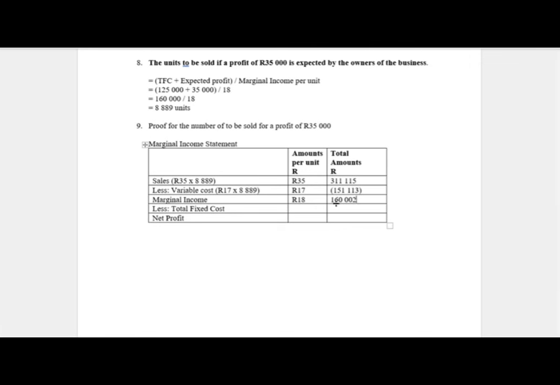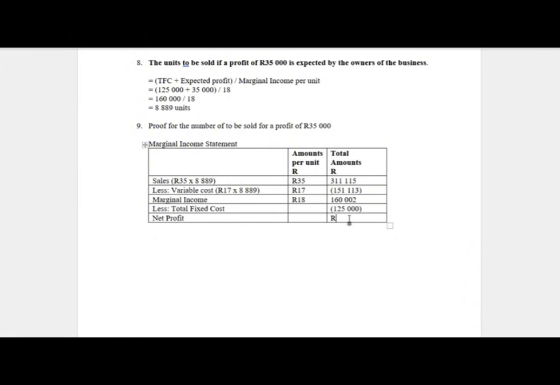Okay, and then remember our fixed cost cannot change. Remember, our fixed remains the same. Fixed means it's fixed, it doesn't change, right? So we're going to less our fixed cost, our normal fixed cost. So our normal fixed cost is this one, 125,000, right? So 125,000, and then we close brackets. Let's see. So 160,002 minus 125,000.